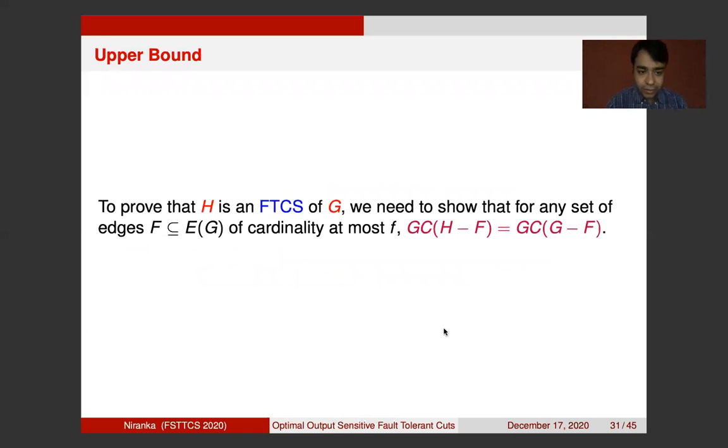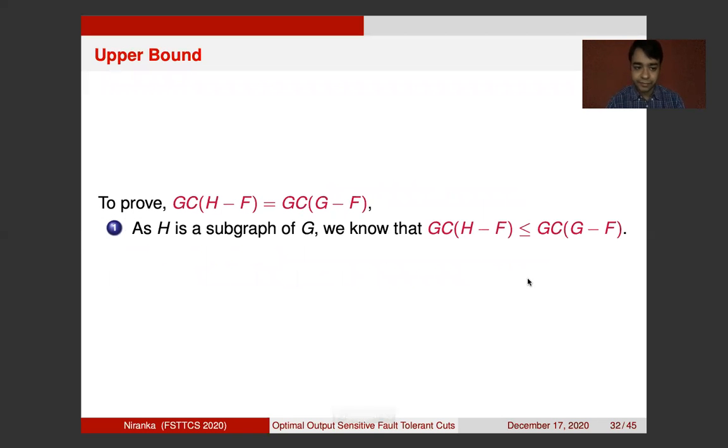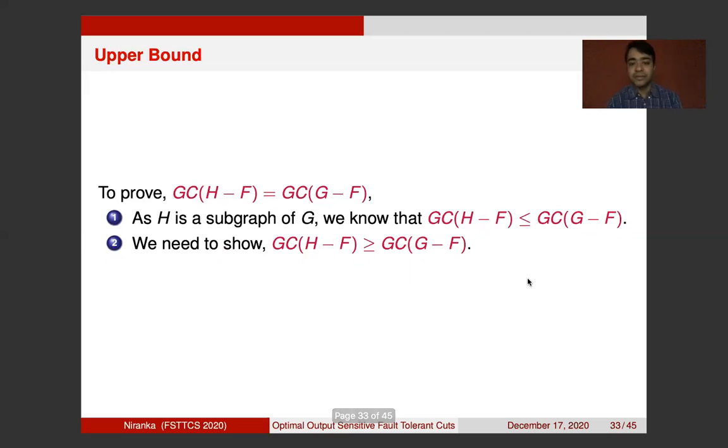And so now we'll show that H is actually an FTCS of G by showing that GC of H minus F is equal to GC of G minus F. One direction is simple. H is a subgraph of G, so from there we know that the global cut of H minus F is less than or equal to the global cut of G minus F. Now we need to show the other way around.